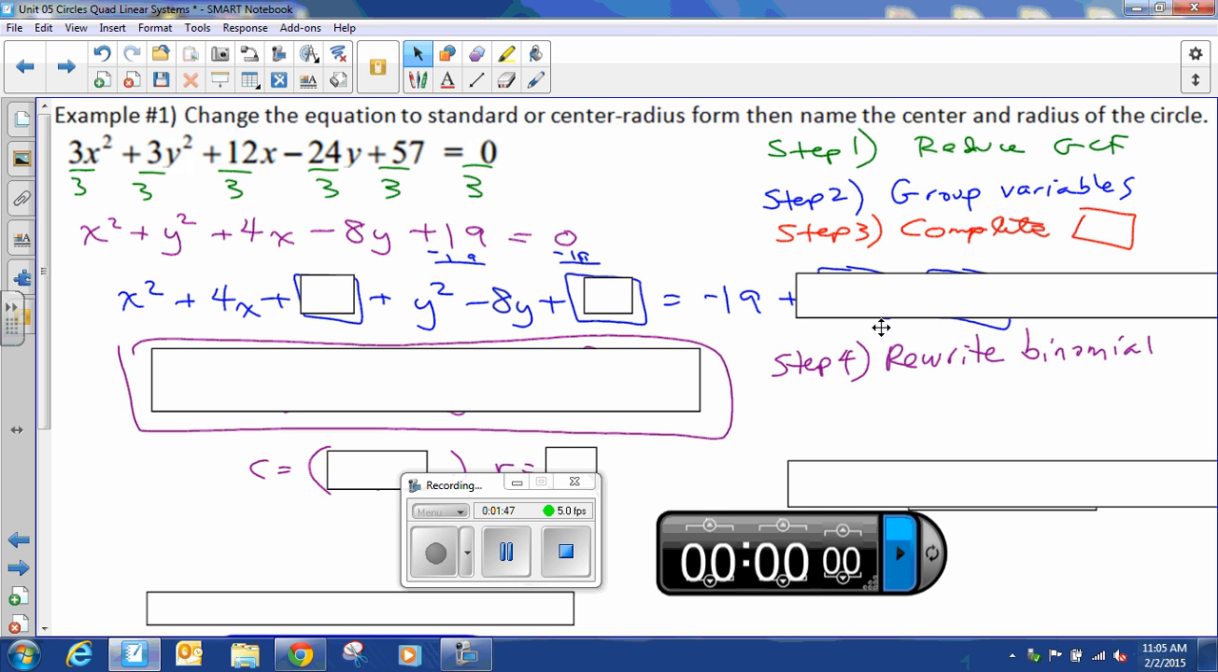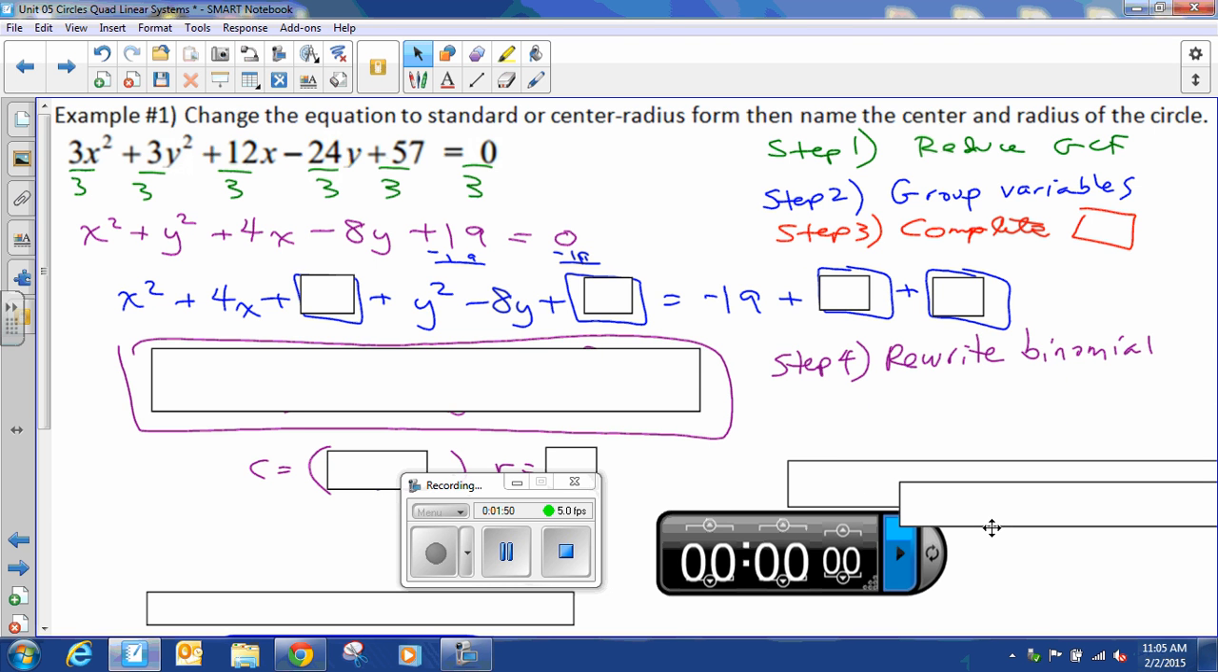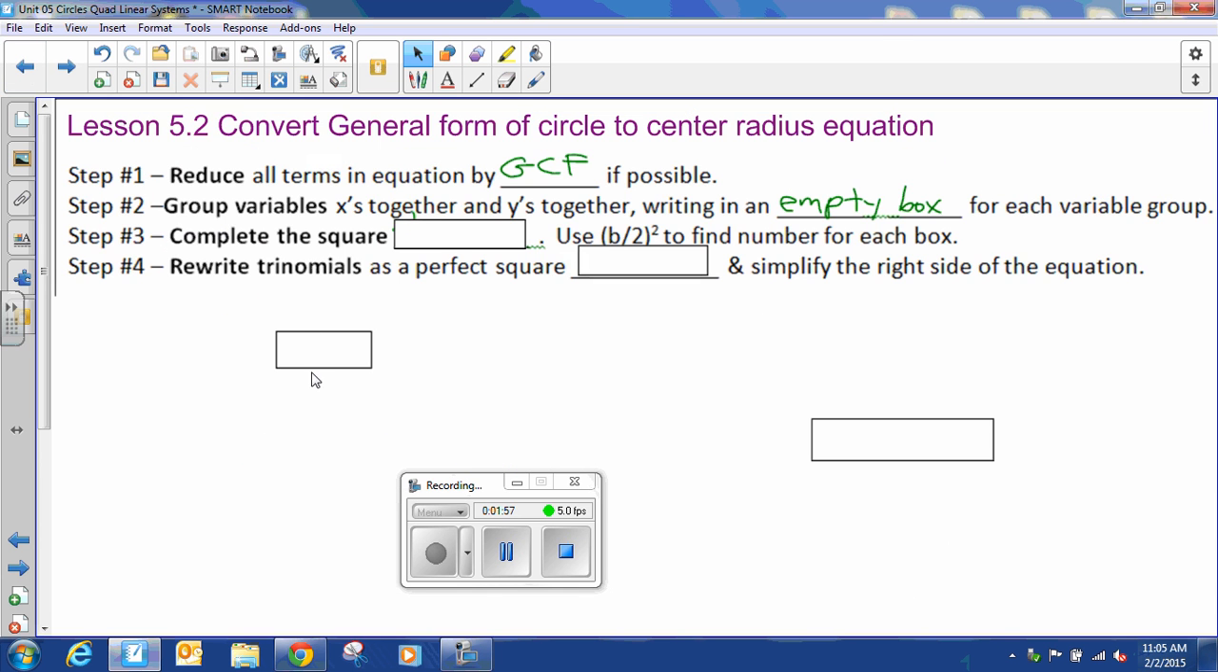Now, why do we have 2 boxes? Because we added 2 boxes to the left of the equation, so we have to add 2 boxes to the right of the equation. Okay. Step 3, complete the square. Not once, but twice.